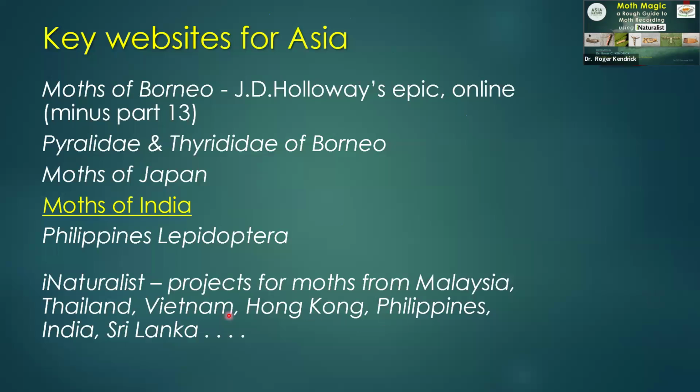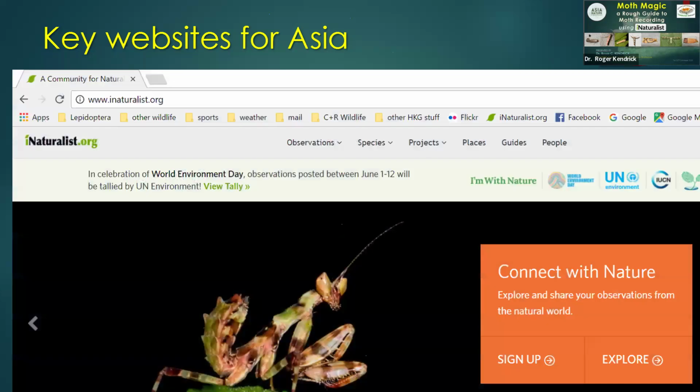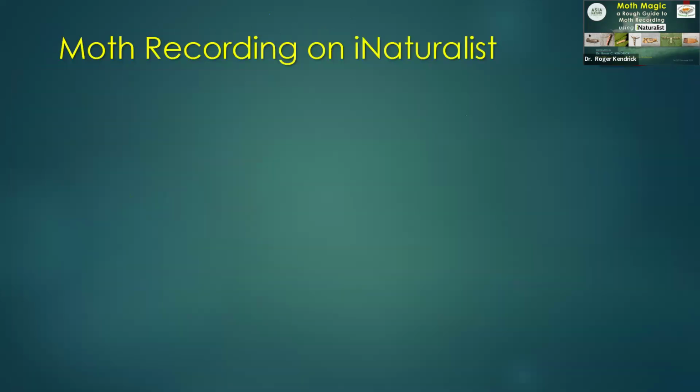And of course, iNaturalist has projects for all Asian countries. So if you need to go and find something from your particular region, don't hesitate to look at the project portfolios and see what's there. Okay, on iNat, here we have examples. We have Moths of Asia, but what do we do to actually put our data there?